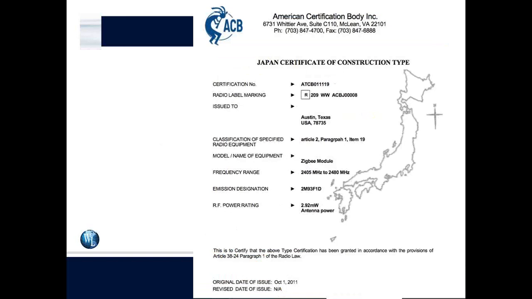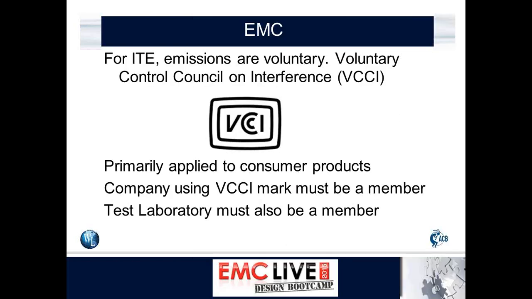And here's an example of a certificate. It shows the device name, the company name, the location, the frequency range, the emission designation, which is a characteristic of the modulation that you may use in the radio product, as well as the output power.